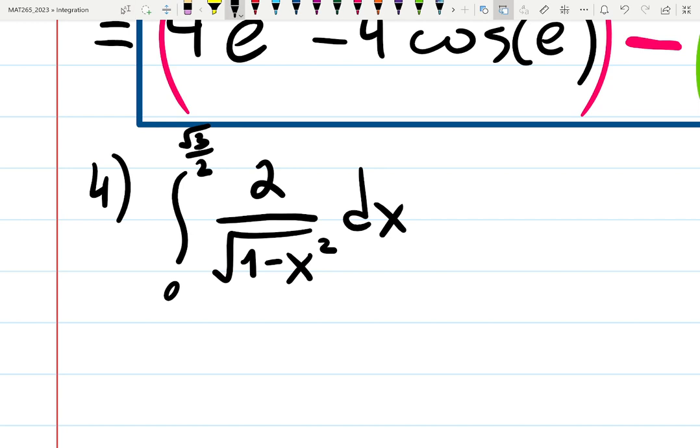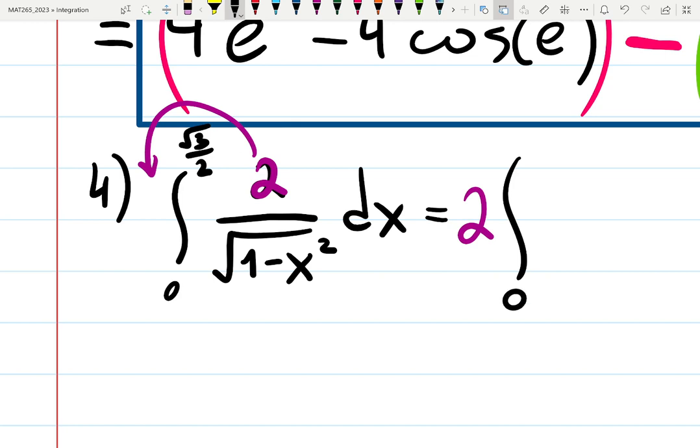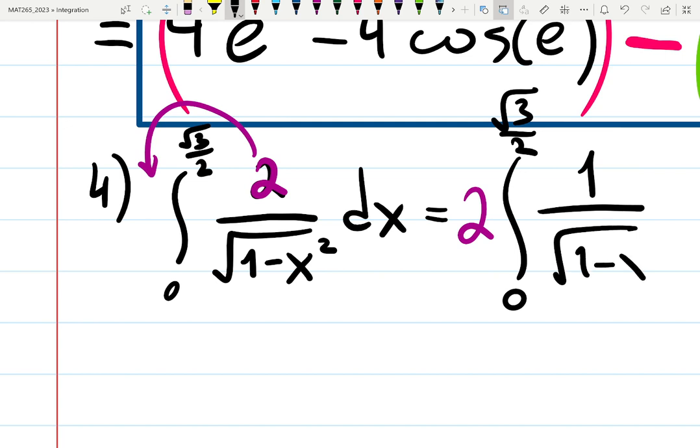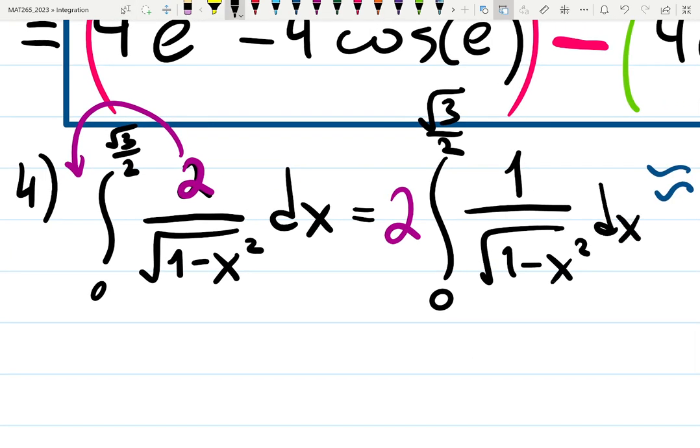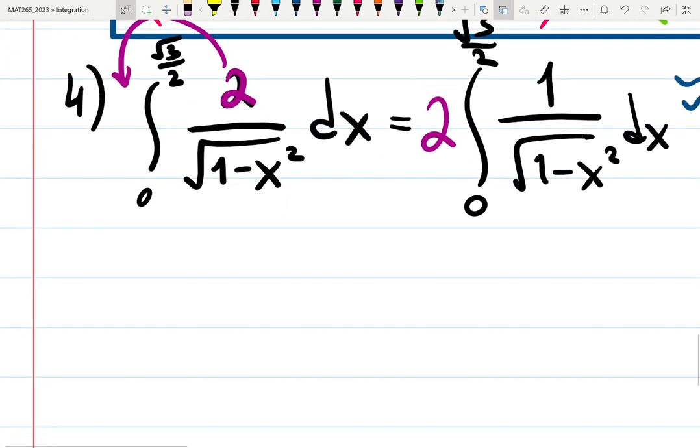So, I don't know how to integrate that. That's hard. So I always recommend you take the constant and kick it out. Properties of integrals allow you to do that. 2 will be outside because it's multiplied, right? So let's kick it out. From 0 to square root of 3 over 2. And now it will be 1 over square root of 1 minus x squared dx. And now you stare at this.